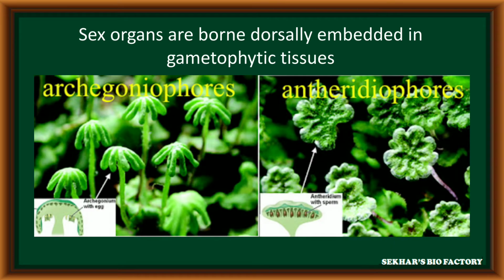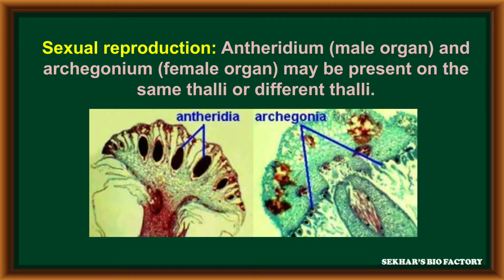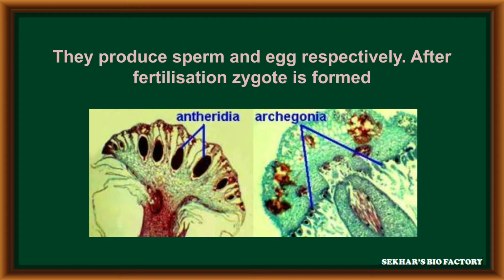During sexual reproduction, the sex organs are borne on the dorsal side and are embedded in gametophytic plant body tissues. In this sexual reproduction, the antheridium is the male reproductive organ and the archegonium is the female reproductive organ. Both are present on either the same thalli or on two different thalli. The antheridium produces sperm cells or male gametes, and the archegonium produces the egg cell respectively.